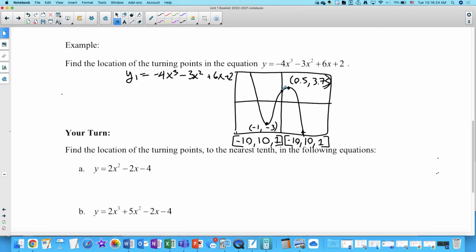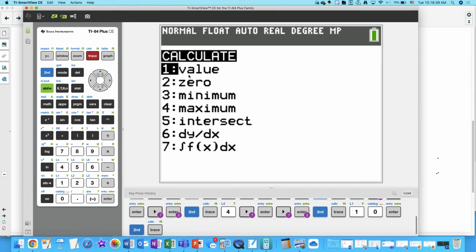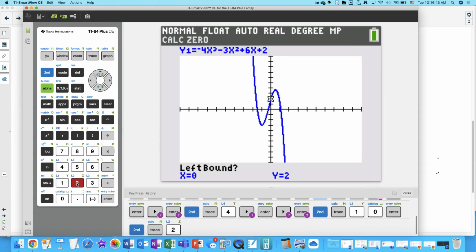To get the X-intercepts, I'm going to go to that same menu, and I'm going to select number 2 for zero, because an X-intercept is also sometimes called the zero of the function, or sometimes it's called a root as well. It's called the zero of the function because it's the value of X when the function, the Y-axis, is 0.